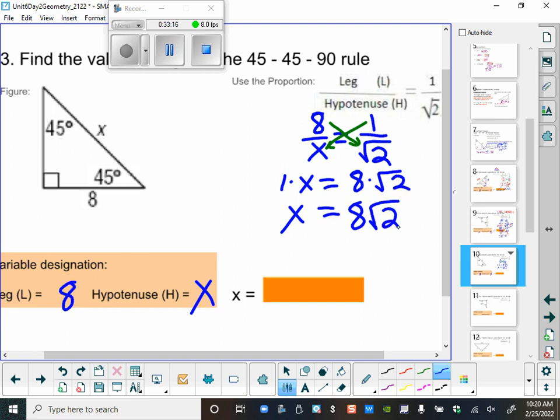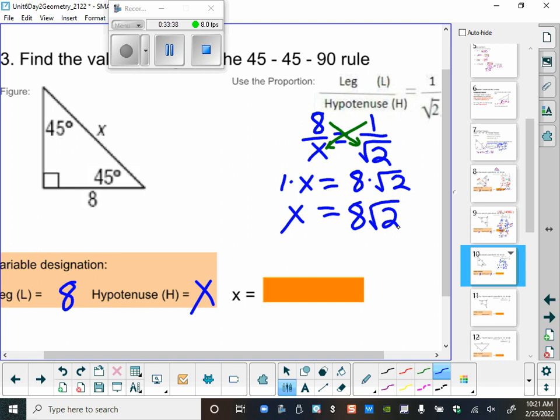Now, do we have to do anything else? In this case, we don't have to. Because the x is by itself. The square root of 2 is part of that overall number, 8 times square root of 2. So you don't have to do that times square root of 2 business. You don't have to do that here.